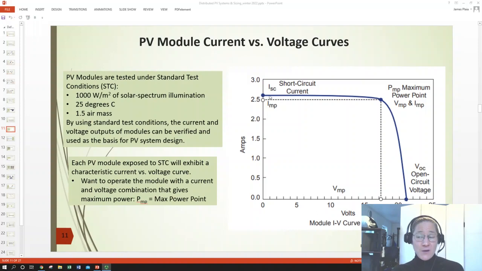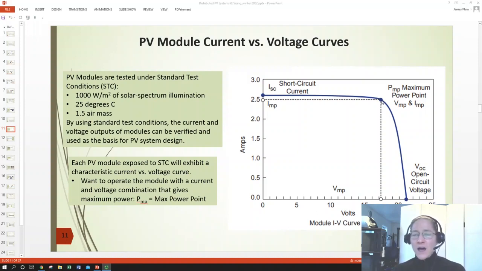Since we know that power is current times voltage, which is effectively the area under this current voltage curve, we can define a point somewhere on this response curve that gives us the biggest area, the biggest square or rectangle that we can draw. And that means we're producing the most power. That's the current voltage area that you want to be in, or that point that you want that panel to be operating at when it's supplying you power, because you get the most power.